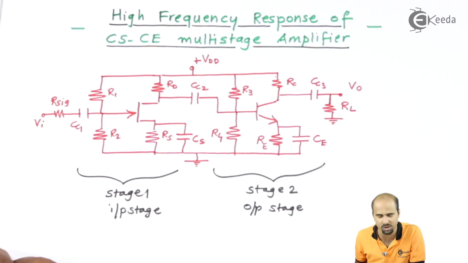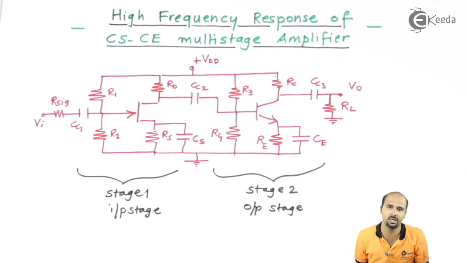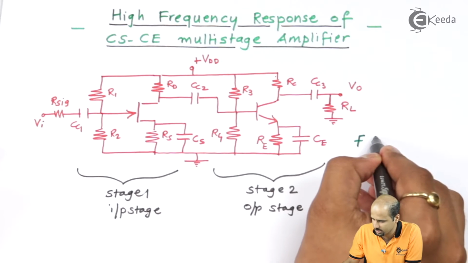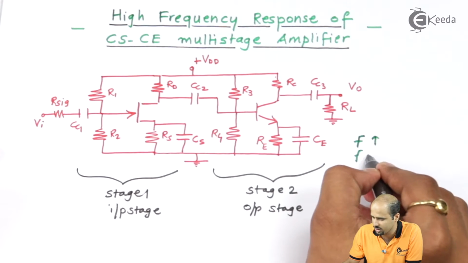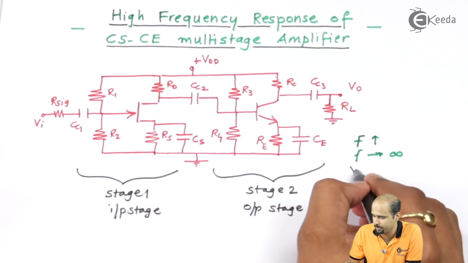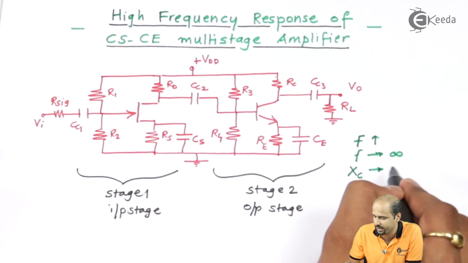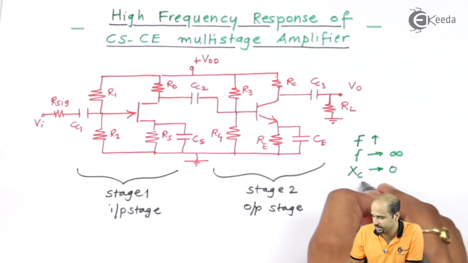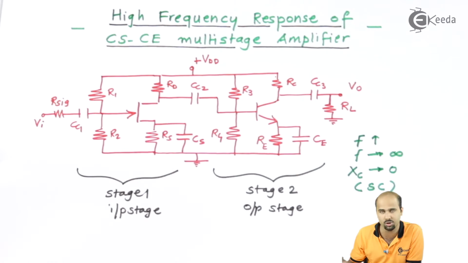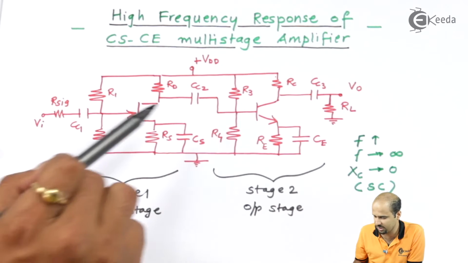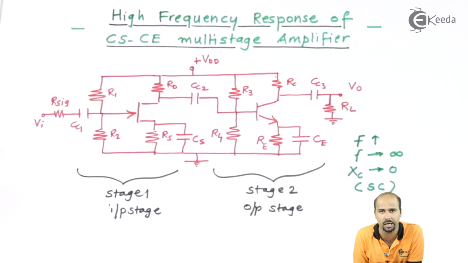As far as high frequency response is concerned, we will first analyze whether my operation changes at high frequency, and what the effect will be on my operation as an amplifier. Let us understand that if frequency is very high, tending towards infinity, then capacitive reactance tends towards zero. That means all the capacitive reactances become short circuited. So will it really affect my circuit as far as CC1, CC2, CE, CS and CC3 are concerned?